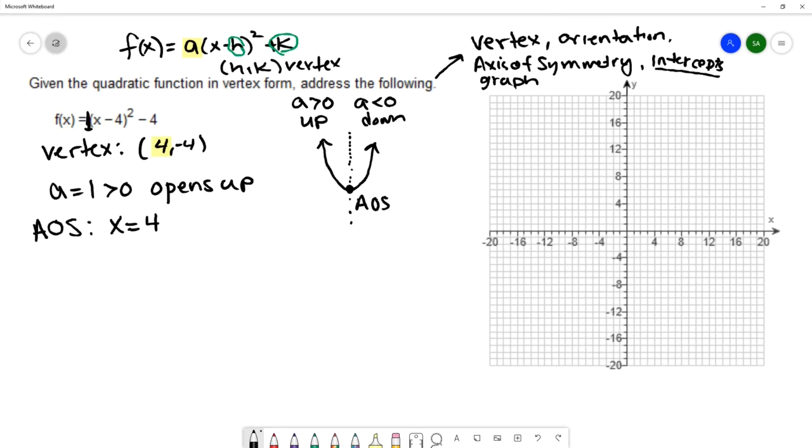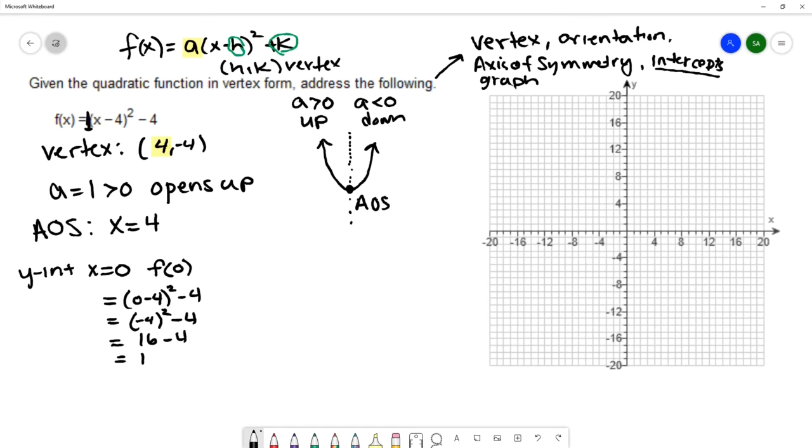Next, we want to find the intercepts. I'm going to start by finding the y-intercept. You can find a y-intercept by letting x equal 0. So that's calculating f of 0. That would be 0 minus 4 squared minus 4. 0 minus 4 is negative 4, and negative 4 squared is 16. 16 minus 4 is 12. So we have a y-intercept at the point (0, 12).